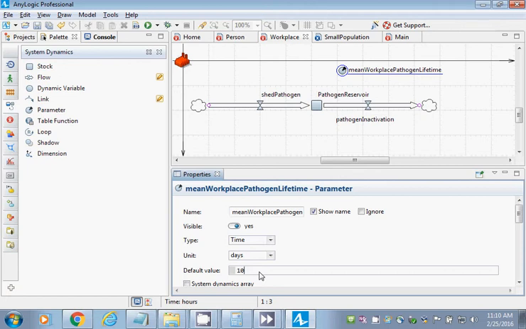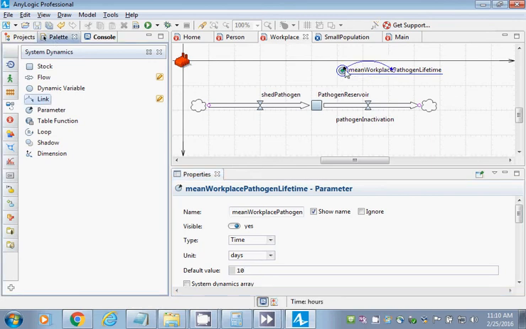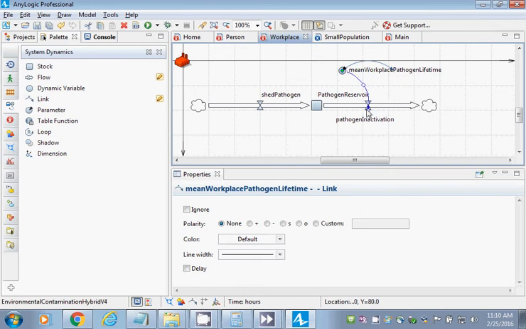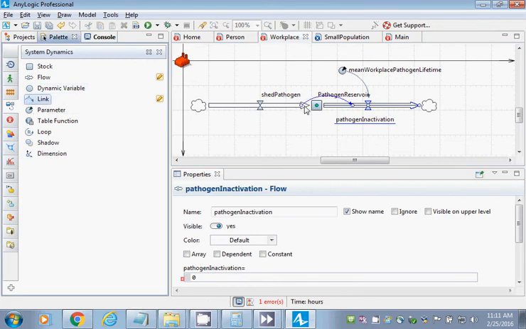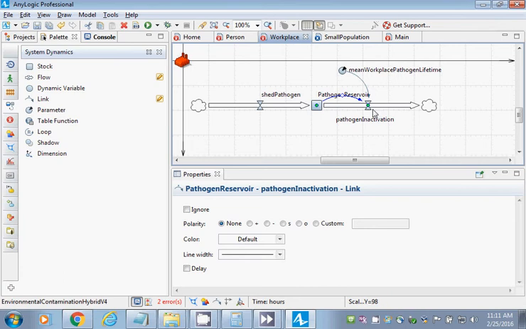Okay, so mean workplace pathogen lifetime. That's one of the things depended on by this flow. So we draw a link to that flow to reflect the fact that the flow depends on this parameter. Next, ladies and gentlemen, it must also, I argued, depend on this. If there's no pathogen reservoir, if it's zero, there's going to be no inactivation going on. If the pathogen reservoir is very large, there'll be large amounts of inactivation going on. So this flow, in short, has to depend on both.